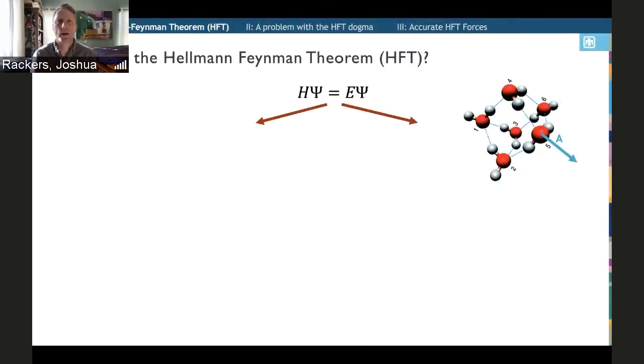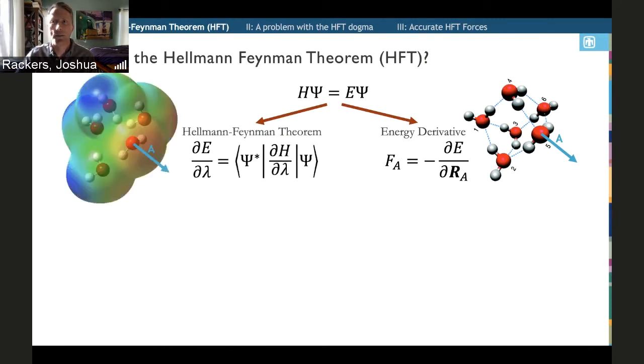So just a quick reintroduction to the Hellmann-Feynman Theorem for those who may not have thought about it in a while. If you want to calculate the force on an atom in any molecular cluster, there's basically 2 ways that you can do that. The first is the typical way, which is to take an energy derivative, and this is the way that virtually every quantum chemistry code does forces. But there is a second way, and the second way is to use the Hellmann-Feynman Theorem.